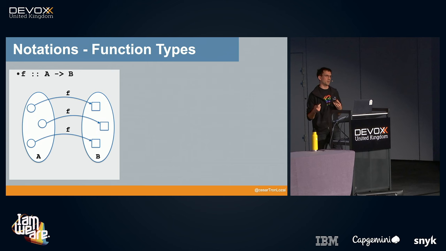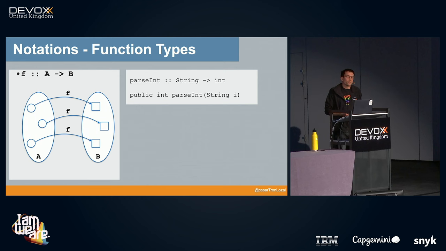And what's a type? A type is a set of values. Here, for instance, we have a first type, A, which is the set of circles, and a second type, B, which is the set of squares. My function f must map every element of A into an element of B. For instance, I could write a parseInt function that goes from String to Int. In Java, we would write it the other way around: parseInt returns an int and takes a string. But at the end of the day, it goes from string to int.